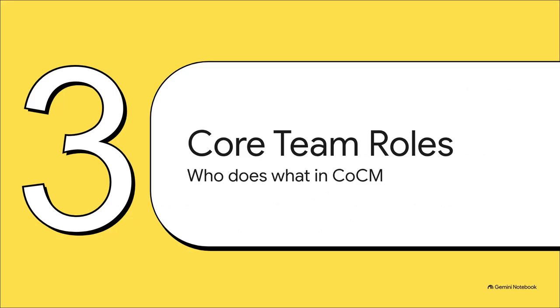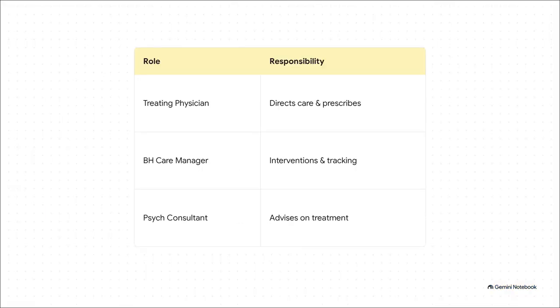Let's get into Section 3. To code this right, we need to know the core team roles in COSIUM. It's a three-part dynamic. First up, the treating physician, or QHP. They direct the overall care, oversee the medical management, and they are the ones who actually prescribe and monitor the meds. Second, you have the behavioral health care manager, or BHCM.